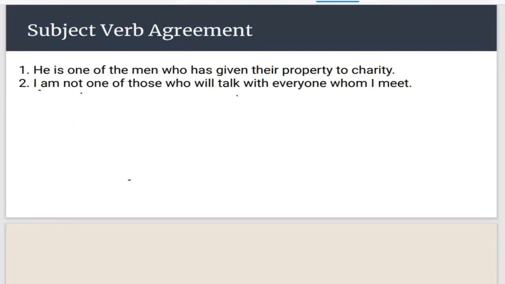Actually, will is used with both the subject, singular or plural subject. With will there is no differentiation. Will can be used both with singular or plural. Okay, so that is the reason we are not changing will here.